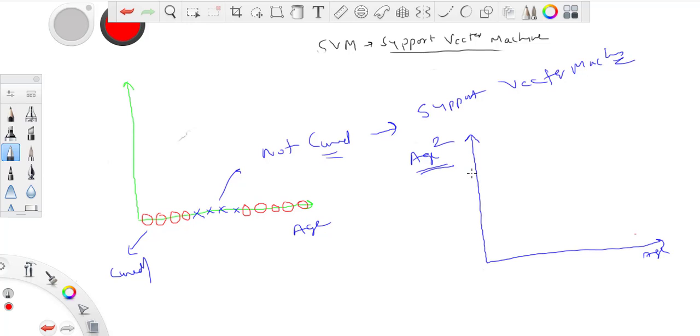I can find a new dimension, or I can promote this data into a higher dimension. For example, age square. In this case, let's say this is 0.5 on x-axis. The square axis, it will be 0.25 and so on, right? So this point will come somewhere here, and then this, then this, then this, then I have some points over here.